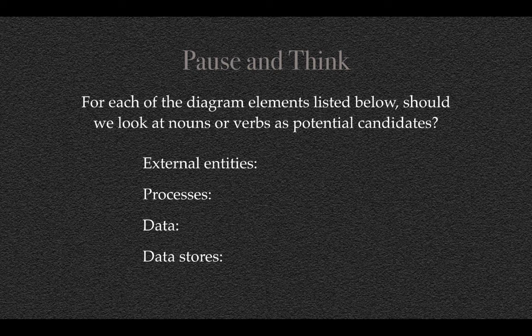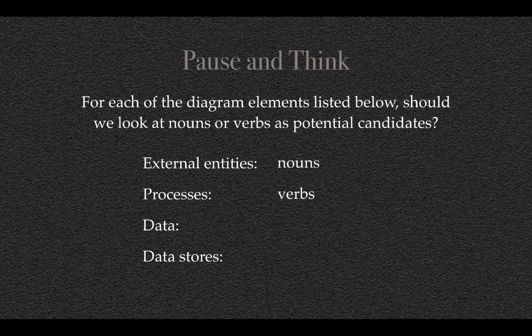Okay, let's look at these one by one. First, to find external entities, we should be looking at nouns in our system: homeowner, control panel, sensors. To find processes, we need to be looking at the verbs, for example, invoking an alarm or dialing a telephone number. These things will likely become processes in our level 1 data flow diagram.